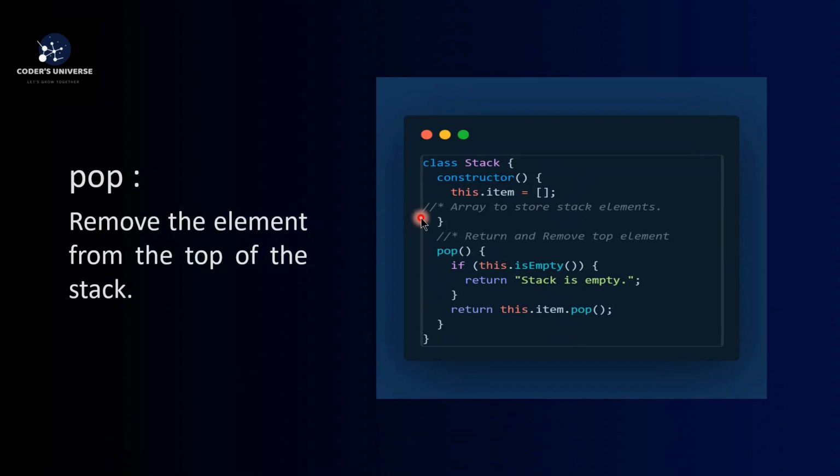Here is the array to store the elements of that stack, and here the pop method is called. Here you can see you check a condition. If the stack is empty, then return a string saying stack is empty, or remove the top element. Okay, you see here, you remove the top element, but you cannot remove the last element.